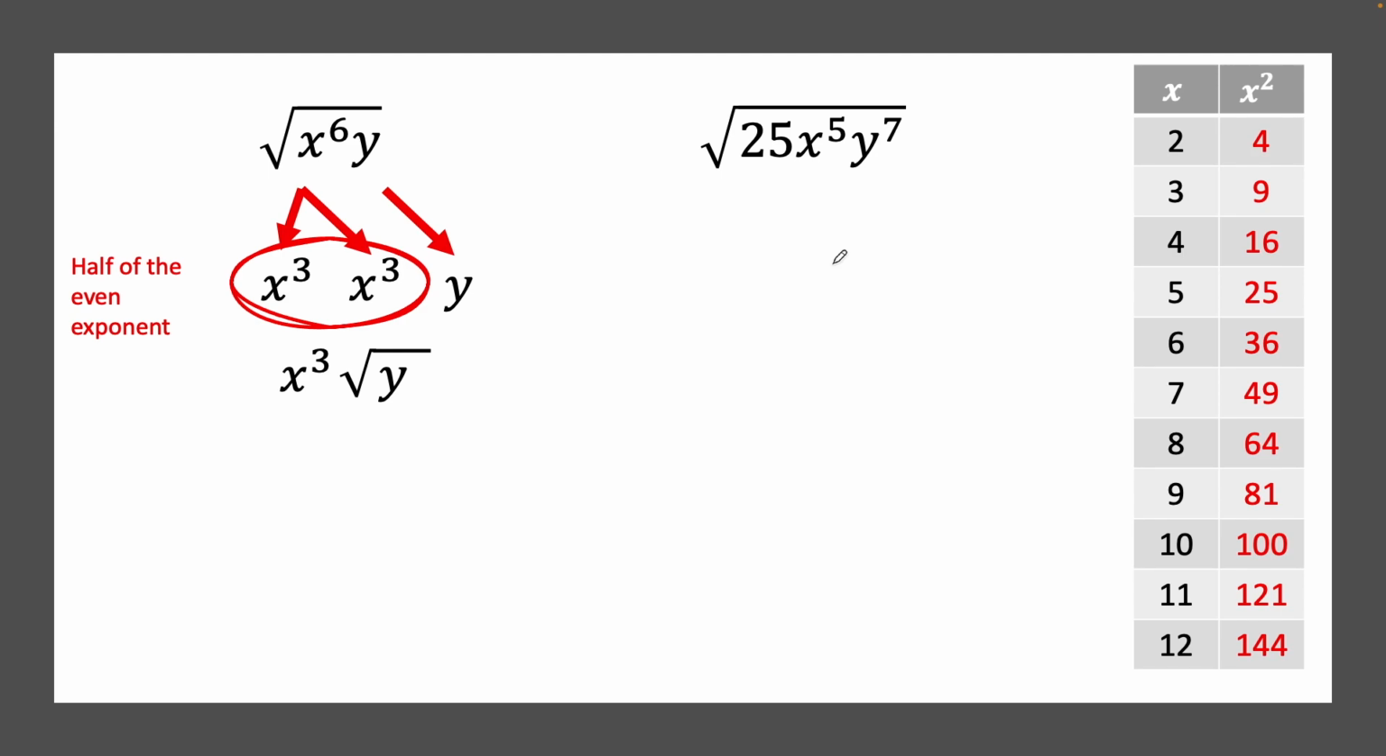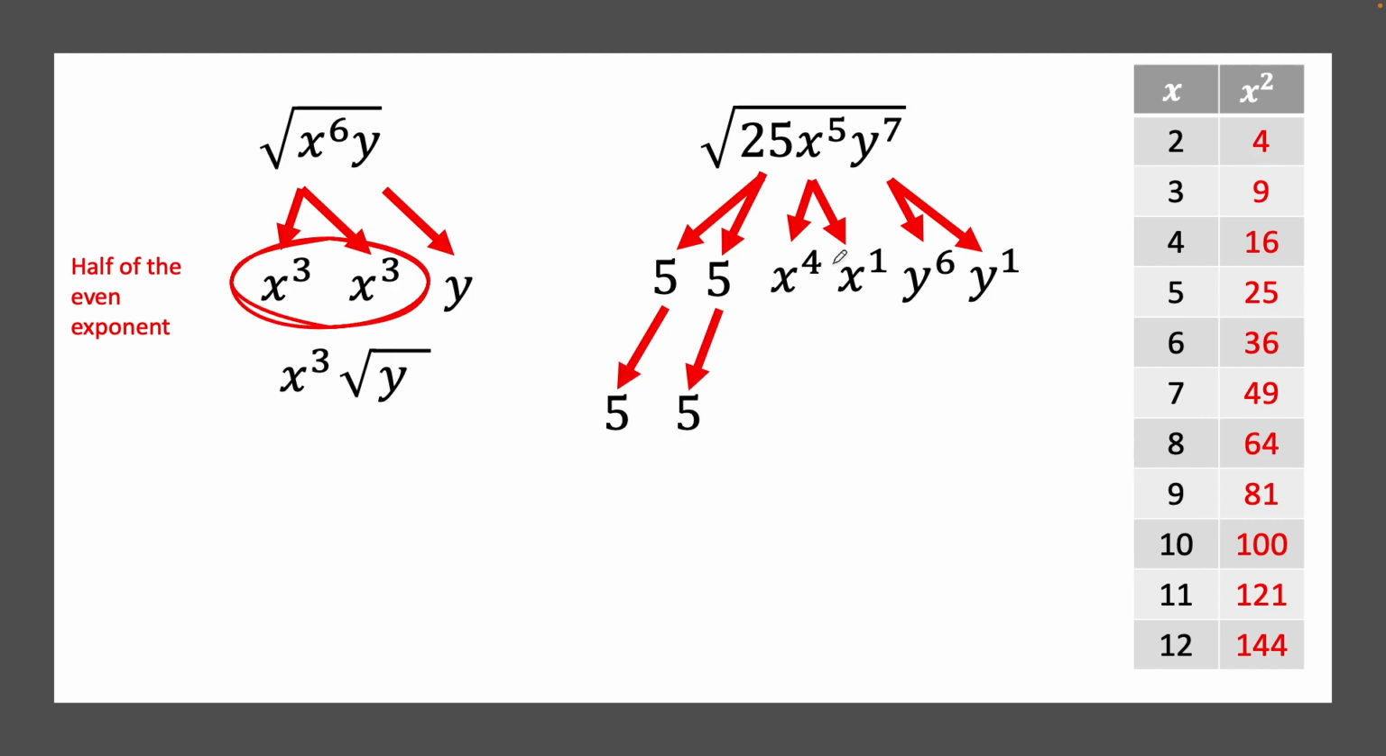The next one's got, wow, numbers and letters. So the 25, 5 times 5. X to the 5th, I'm going to do that trick I showed you on the previous slide. I'm going to break that into x to the 4th times x to the 1. Y to the 7th, that also has an odd exponent, so I'll break that up into y to the 6th times y to the 1.